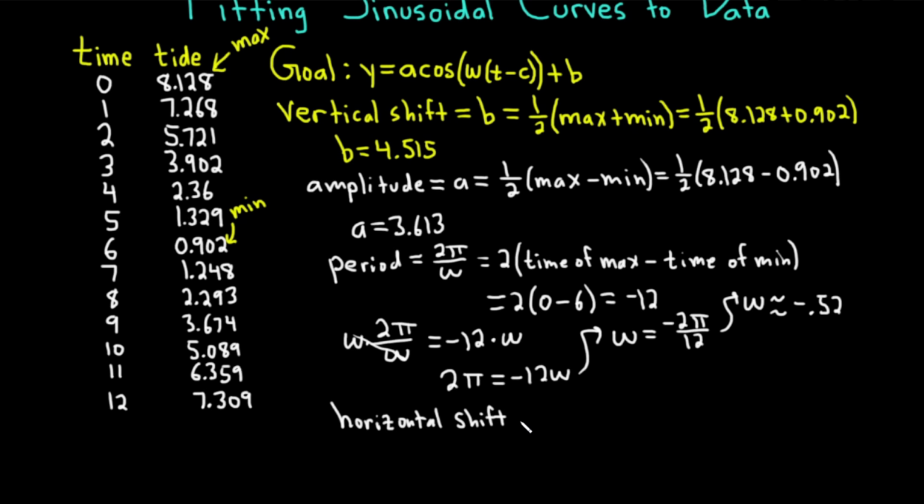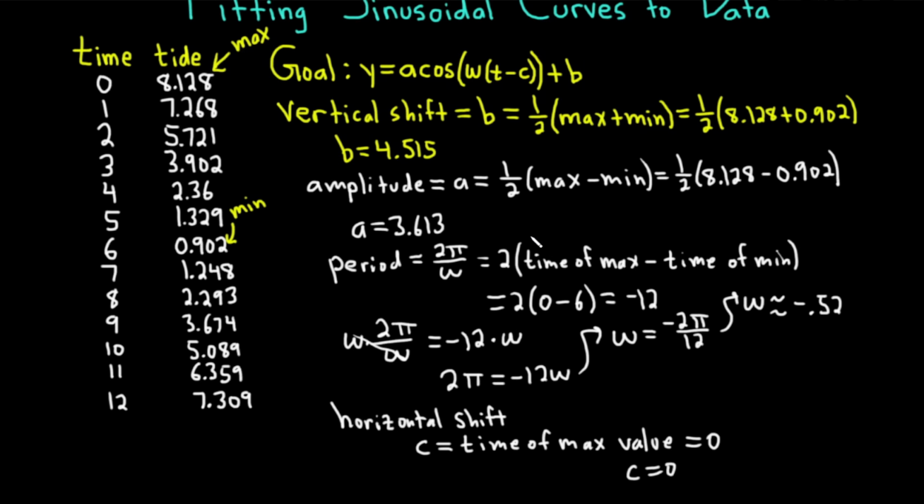So the horizontal shift is basically C, your phase shift, and it's going to be the time of the max value. In this case, that's equal to 0. Okay, so c is equal to 0.